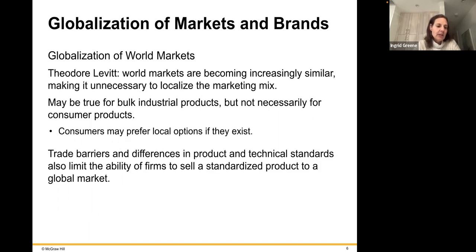So let's now talk about globalization of markets and brands. We can't go any further without talking about Theodore Levitt, because he was an author in the Harvard Business Review in 1983, and he came up with what was almost revolutionary at the time, saying that world markets are becoming increasingly similar, making it unnecessary to localize the marketing mix. It was kind of a new idea that we could have the same exact product from country to country. And I might not have been born in 1983, but I remember this explicitly because that was the year that I started to travel and be more aware of these things with my family.